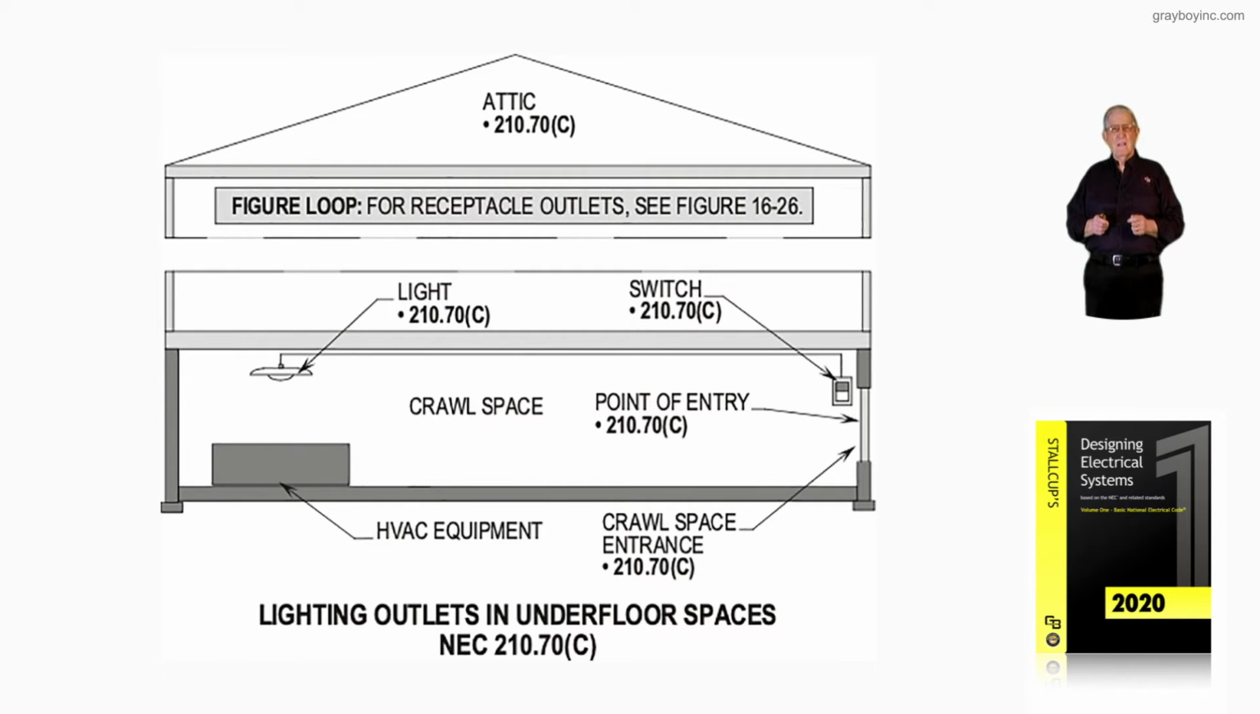This illustration deals with lighting outlets in underfloor spaces in accordance with NEC 210.70(C). Now notice this crawl space area that you see, where the switch is located, provides power over the AC unit that's located there, say.